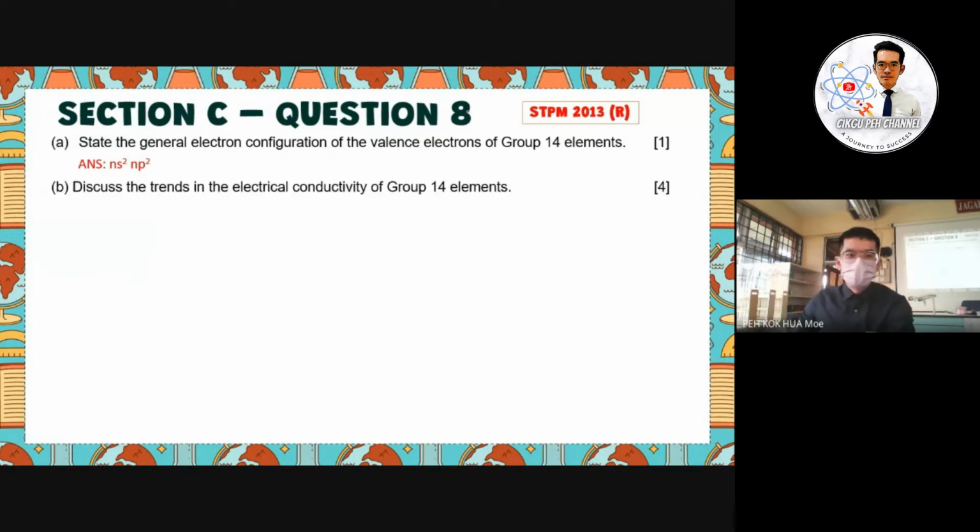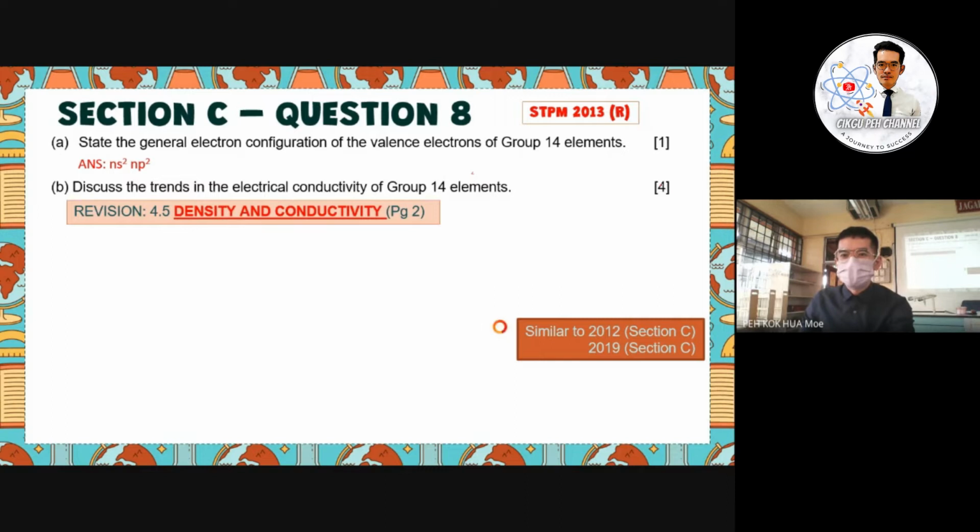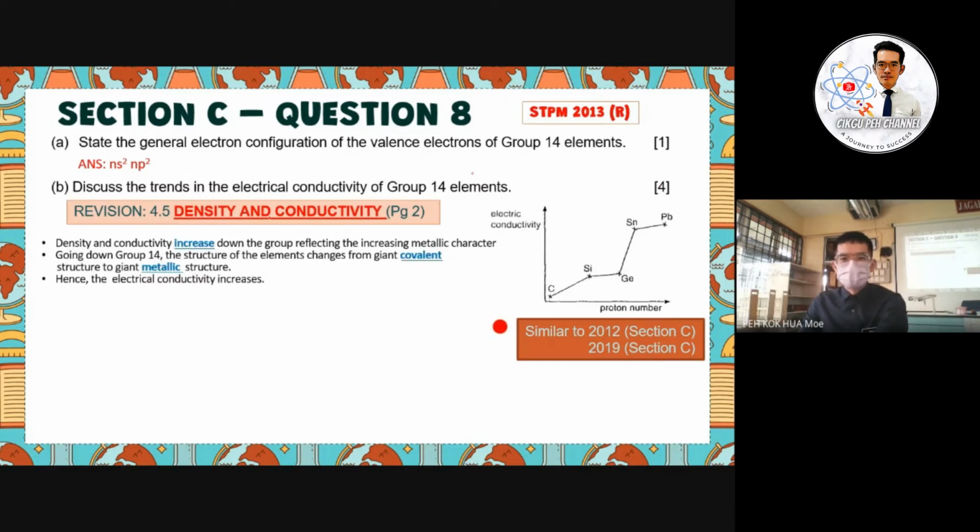Okay, and then discuss the trend of electrical conductivity of group 14. Here we have to discuss the trend. This is also a similar question to 2012 and 2019. You can see most of the questions will be asked again and modified from questions that were already tested. So how can we get 4 marks? This one is also from our notes, section 4.5. Again, you can see our notes meet the requirement for the question asked in 2019.